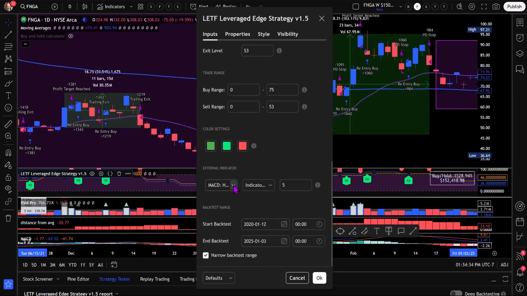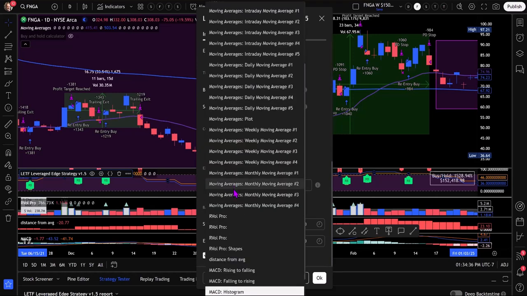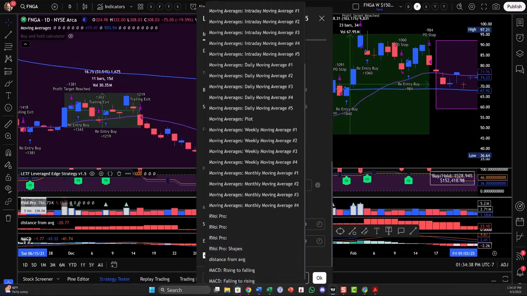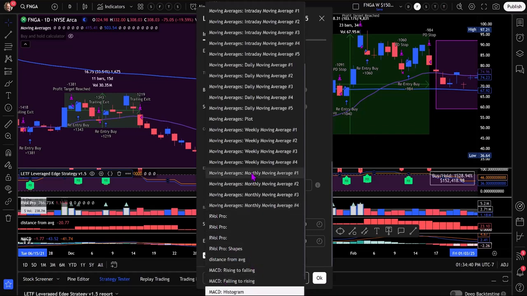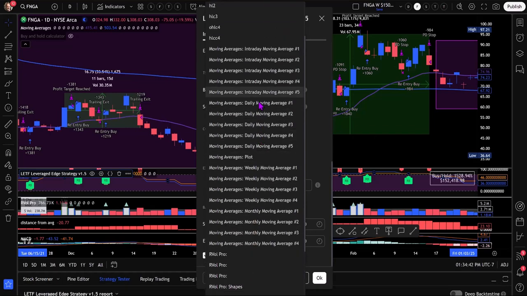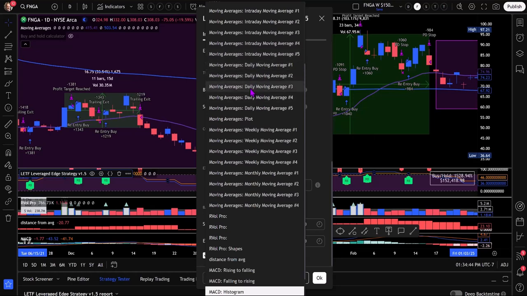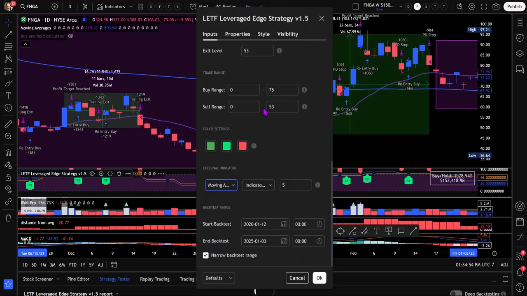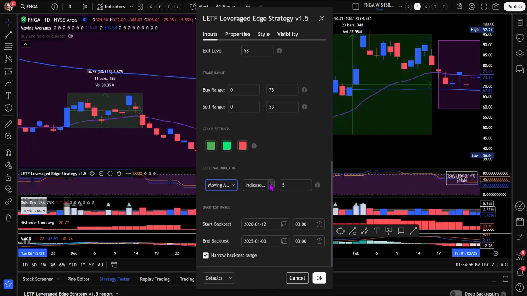And the reason that's important is that if you go to settings now and you change the external indicator from MACD histogram to moving averages, you see all these different selections I have here. Well, I want to make sure I'm selecting the right one. So I'm going to select the fifth one down, which is this one. And that tells me that's the 150-day moving average. And then I'm going to select this setting here.